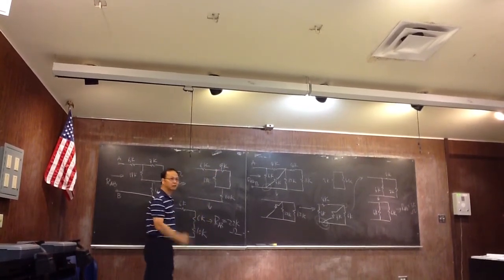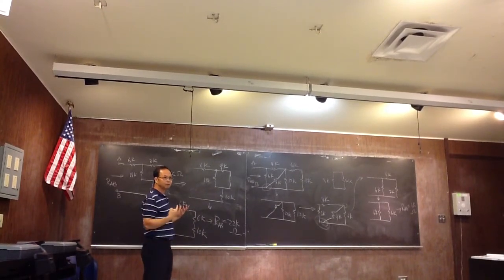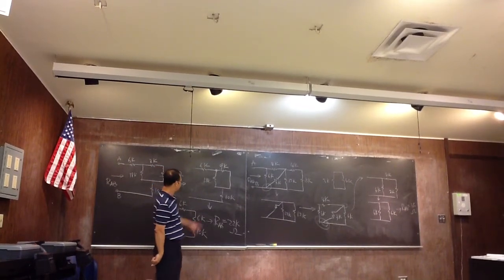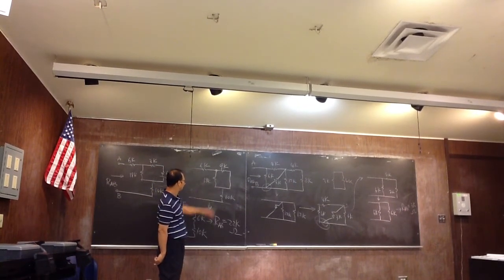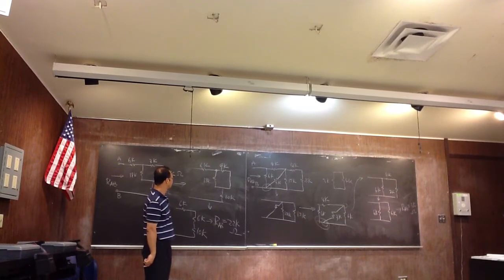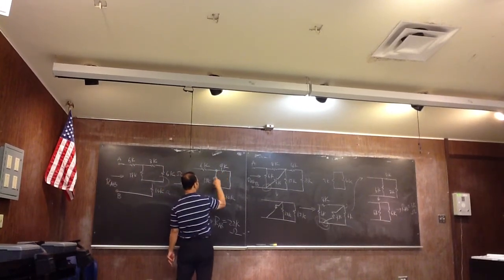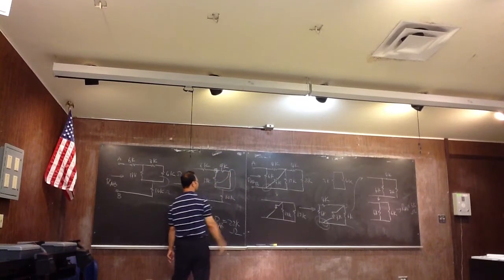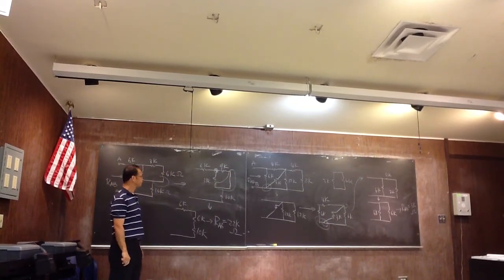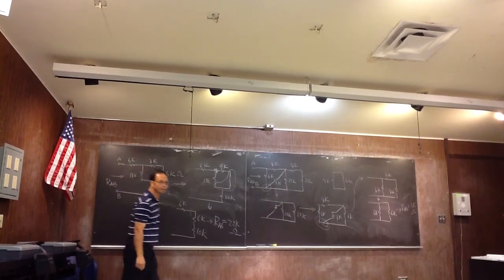Where's the second connecting node? In order to be parallel, you must have two common connecting nodes. The 18K and 9K have the node in the bottom right. You have one connecting node, and you have the second connecting node. Okay.